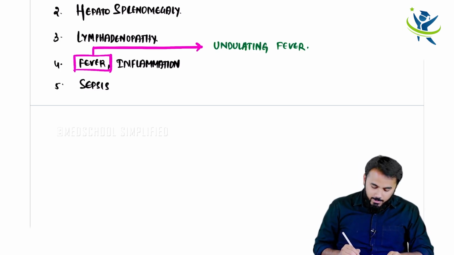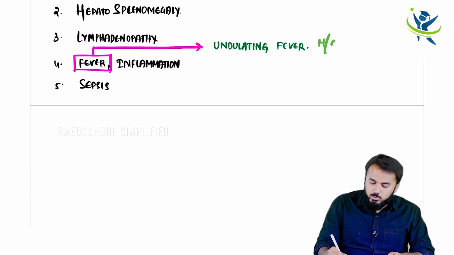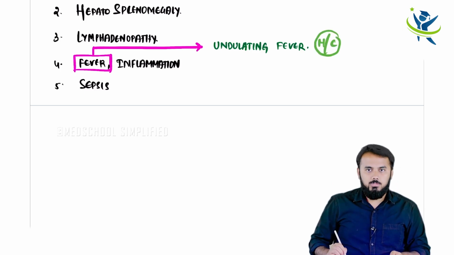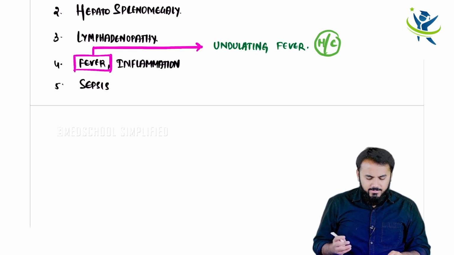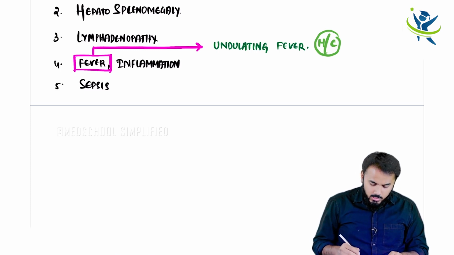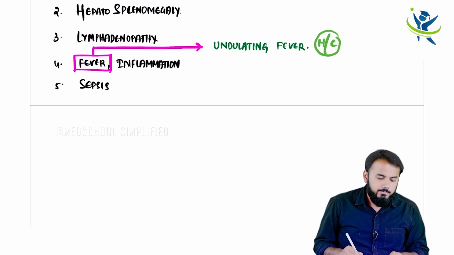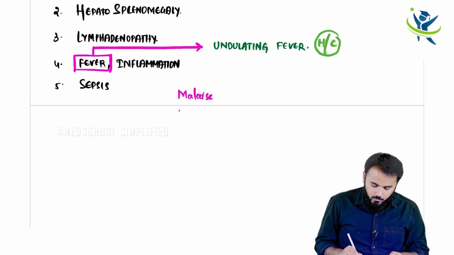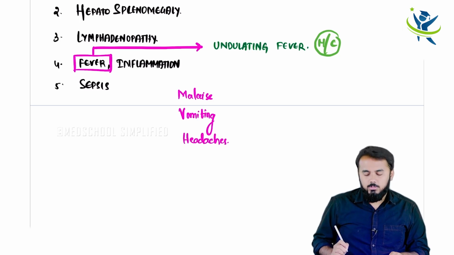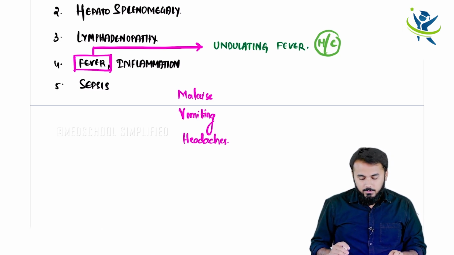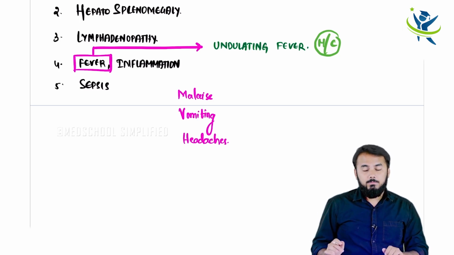Undulating fever is the most common and characteristic symptom which you see. Apart from that, obviously, when the patient is having sepsis and inflammation, the patient will have malaise. Patient will have vomiting. Not only malaise and vomiting, patient will also have nausea and headaches. So these are the basic things which everyone has to know for your MBBS exams regarding Brucella.